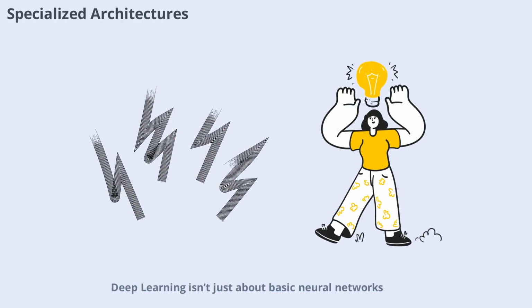Learning isn't just about basic neural networks. There are specialized architectures designed for specific types of data and tasks. These advanced tools have unlocked new possibilities in fields like image processing, language understanding, and sequential data analysis. By tailoring the network's structure to the problem at hand, researchers have achieved breakthroughs that were previously out of reach. Let's explore some of these specialized architectures, starting with convolutional neural networks.